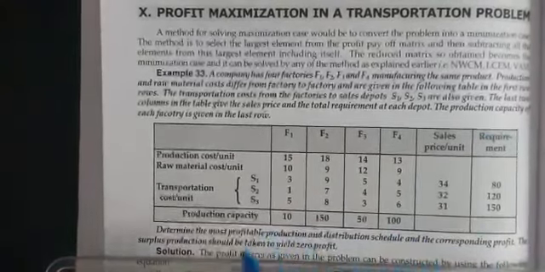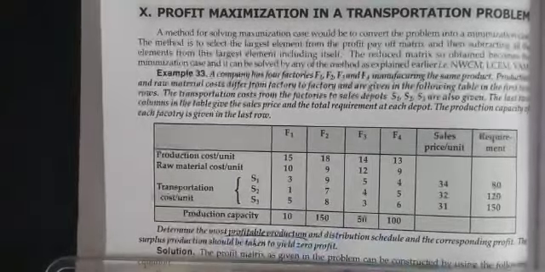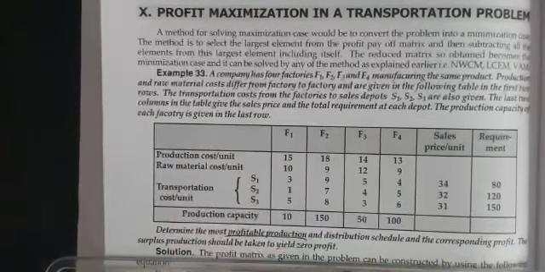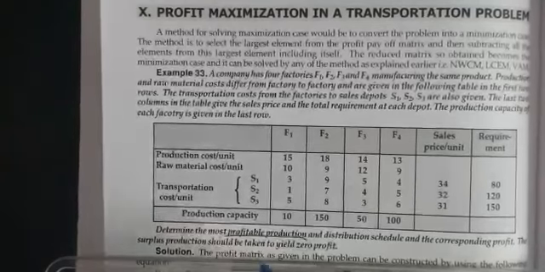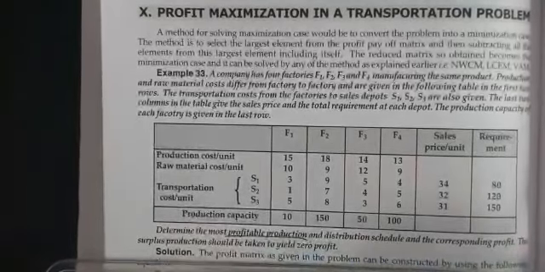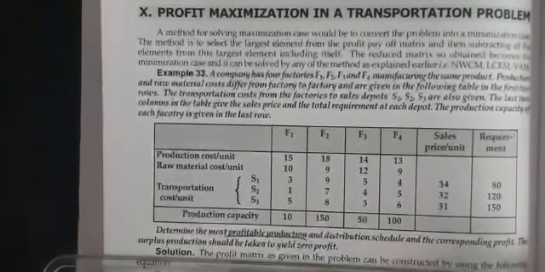Determine the most profitable production and distribution schedule and the corresponding profit. The surplus production should be taken to yield zero profit. Now in this case, the objective of the question is that you have to find out the maximum profit allocations.